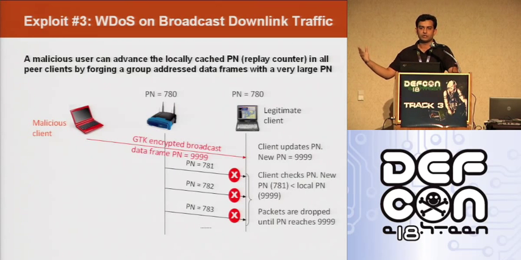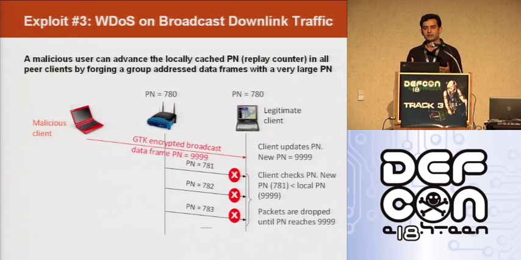But let's see what is happening at the client device. The client device finds that the numbers are too low compared to the locally saved packet number. The last saved packet number was 9,000 and I'm getting 781, which means somebody is replaying packets. So the client device is going to drop all the broadcast packets whose packet number is less than its locally cached packet number. Now imagine the implication of this. All Wi-Fi client devices which have successfully received the attacker-injected high packet number will start dropping all the broadcast packets coming from the access point, which means the protocols which work on broadcast packets will not work, right? Two clients will not be able to communicate with each other because they will not be able to resolve ARP.